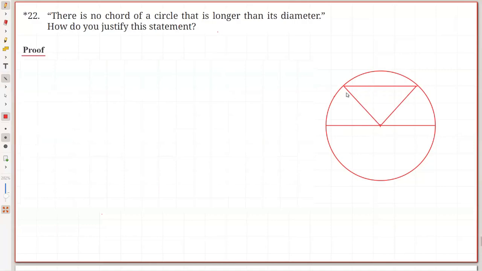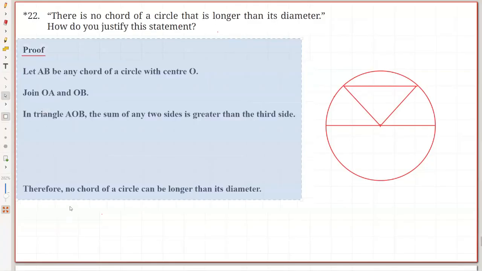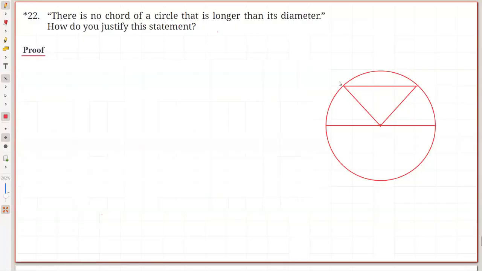So I'm going to name this chord as AB. I'm just taking AB as a chord with center O, and this is the diameter. So we have to prove that there is no chord of a circle longer than its diameter. Actually, here OA is one of the radii and OB is one of the radii.